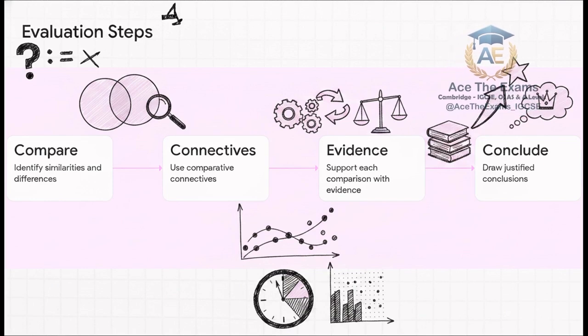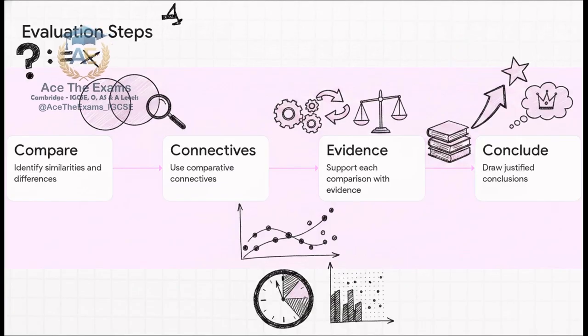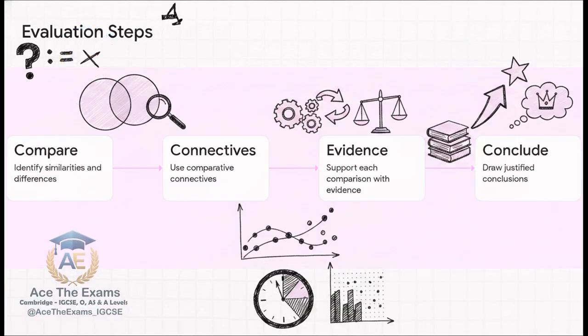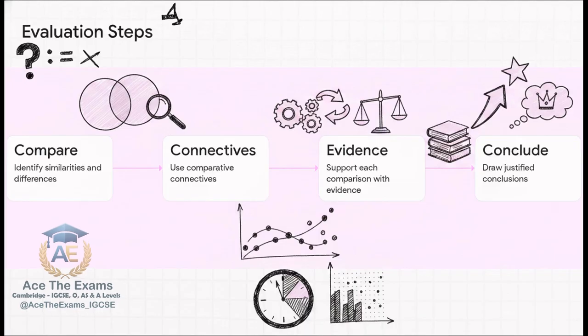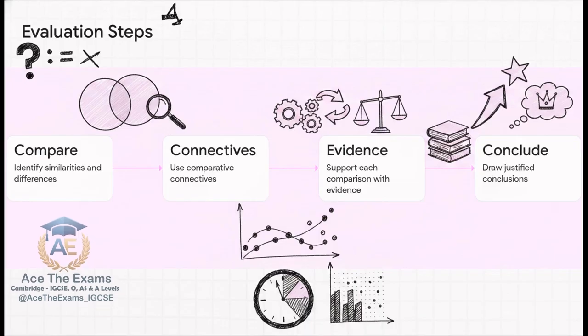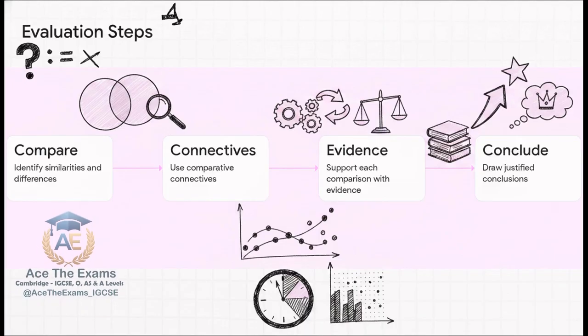Rule number 2, Peel framework application. Structure your working flawlessly. Use comparative connectives if asked to compare. Support each and every algebraic step with undeniable evidence. Show the substitution, show the factorization, show the expansion.